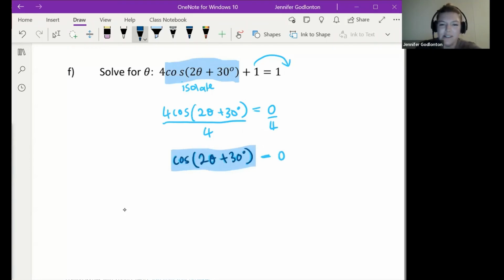So this is our first step over here. All we've done to get to this point is we've just isolated. Once it's isolated, and only once it's isolated, we move into the calculator.